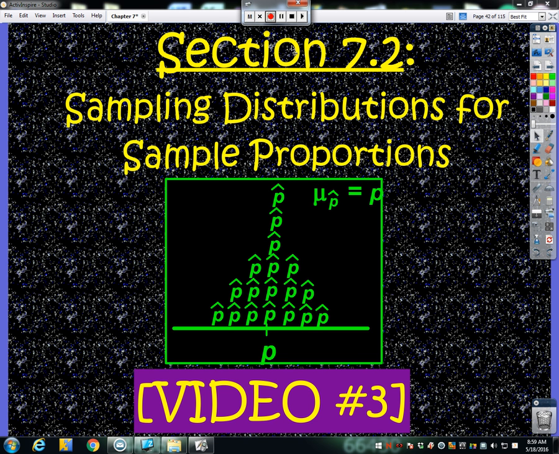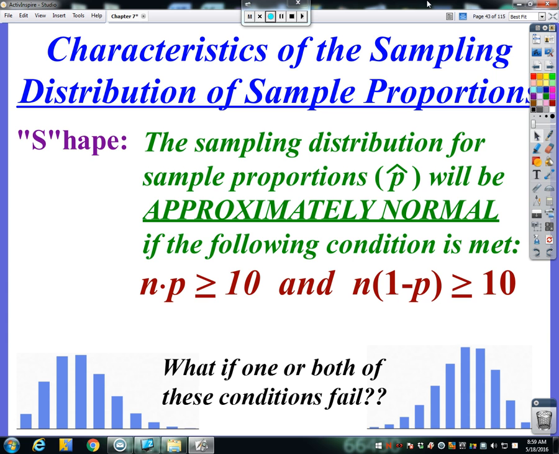Video 3 of Chapter 7, we're going to get into some actual calculating and interpreting of numbers finally in here. We're going to be focusing on less theoretical stuff. Now, in video 3, we're going to be talking about looking at sampling distributions of sample proportions. There are some differences between sampling distributions of sample proportions and sampling distributions of sample means that we will talk about in videos 4 and 5 upcoming.